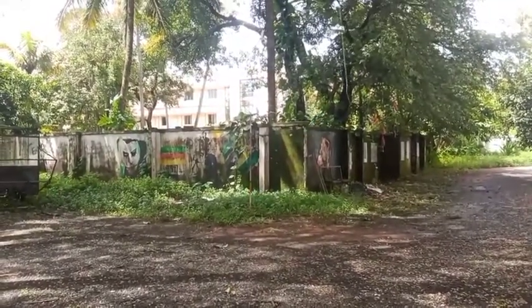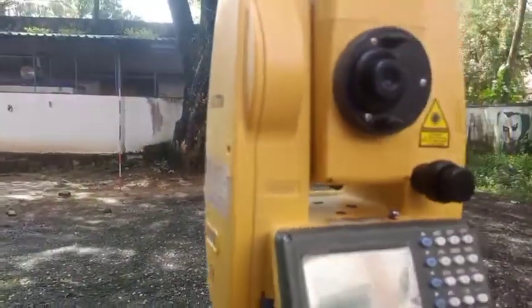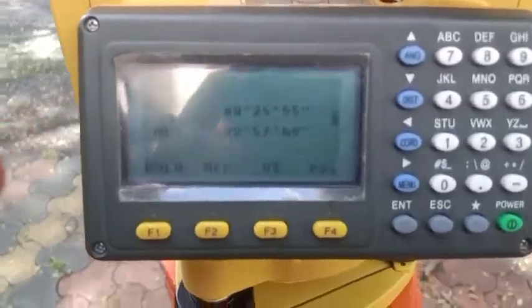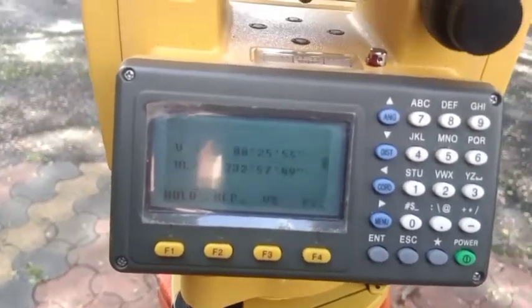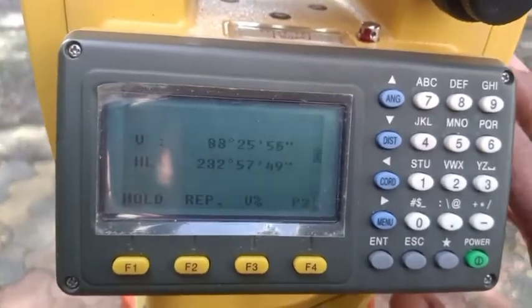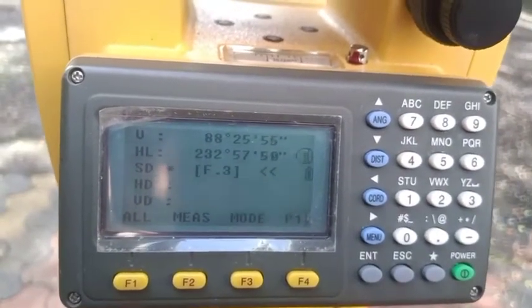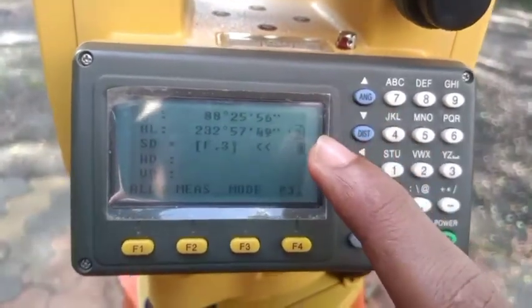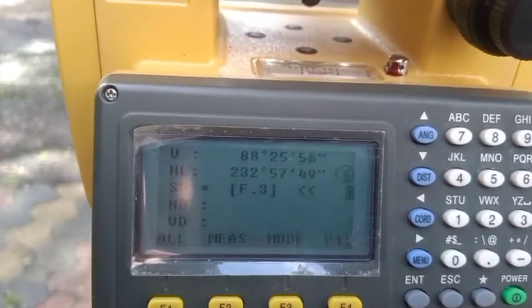that ranging rod. Okay, so first we will be measuring the angle difference between two ranging rods or two stations, A and B. So for that, initially, right now we have the angle interface. Suppose if it is a distance interface, we have slope distance SD, horizontal distance HD, vertical distance VD.